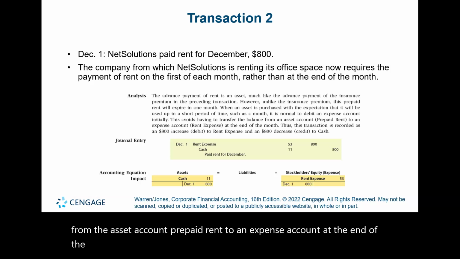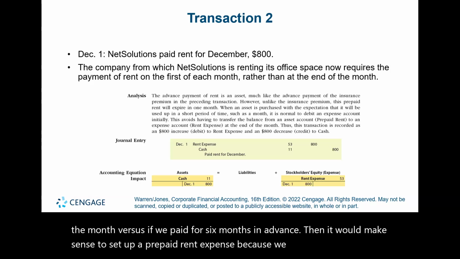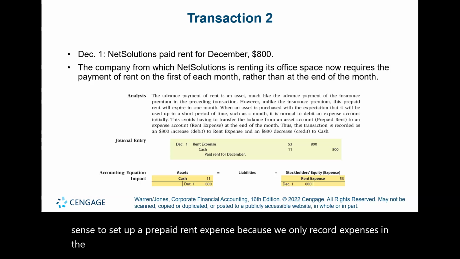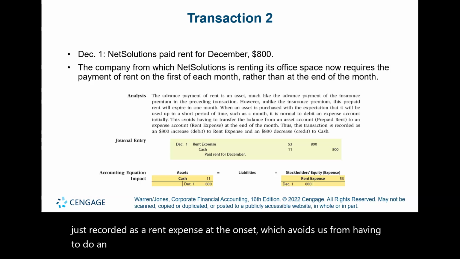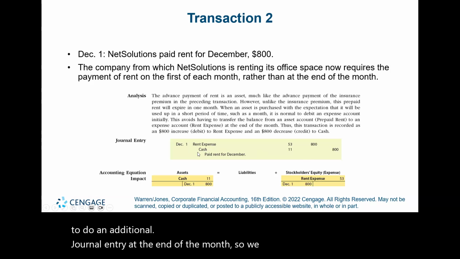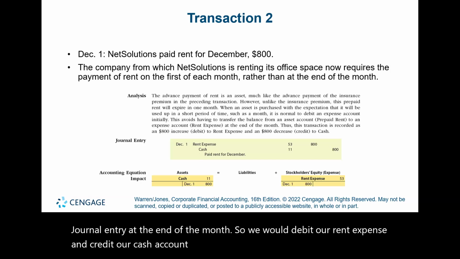Versus if we paid for 6 months in advance, then it would make sense to set up a prepaid rent expense because we only record expenses in the period in which they occur. But in this case, it's just 1 month, so we just record it as a rent expense at the onset, which avoids us from having to do an additional journal entry at the end of the month. So we would debit our rent expense and credit our cash account for the $800.